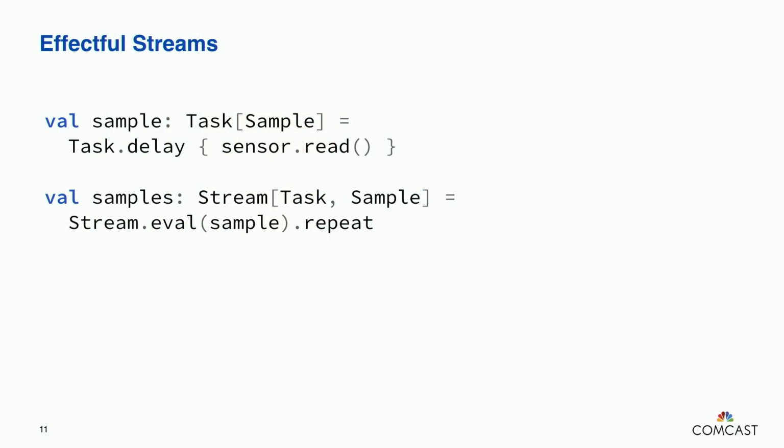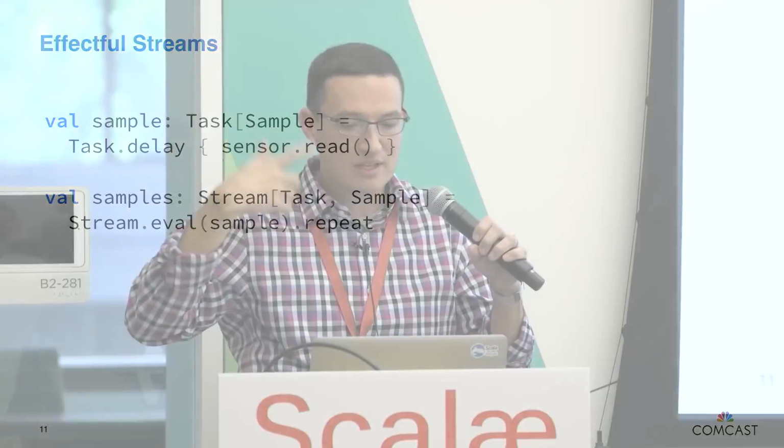We can call stream.eval. And what that will yield us is a stream of Task comma Sample. So we've taken apart the Task of Sample and moved those 2 types into position in the stream type constructor. Now, if we just say stream.eval sample, we get a singleton stream, a stream of 1 element. And so we repeat it, and repeat will just infinitely, continuously generate values.